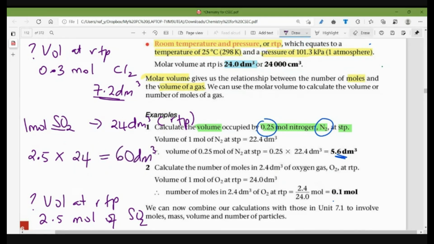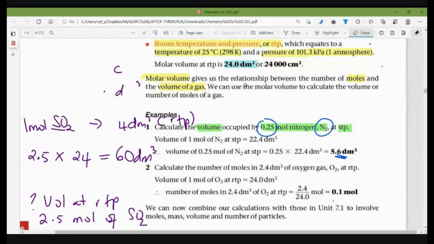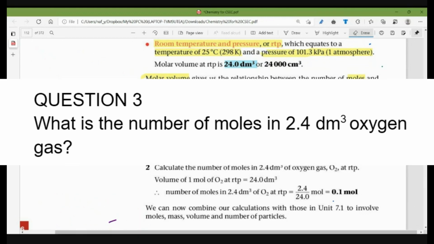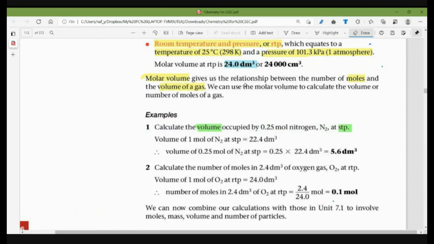Flip the script, right? And we're going to look at number 2. Number 2, which is down here, says calculate the number of moles in 2.4 dm cube of oxygen gas. And the condition is RTP. So let's go again.